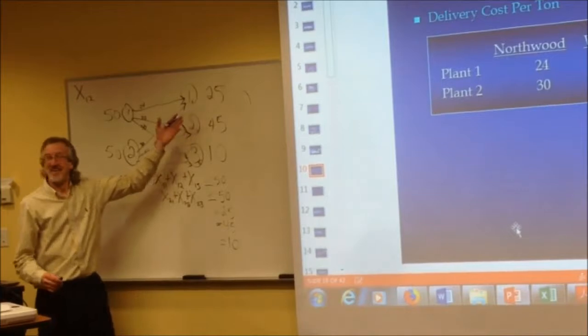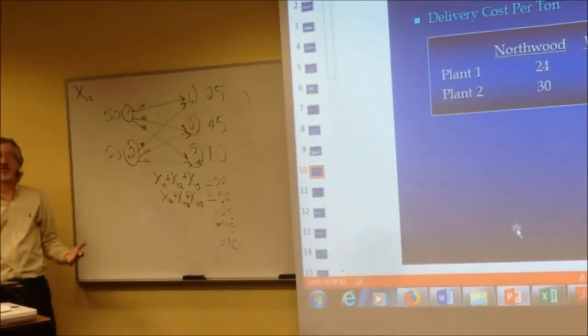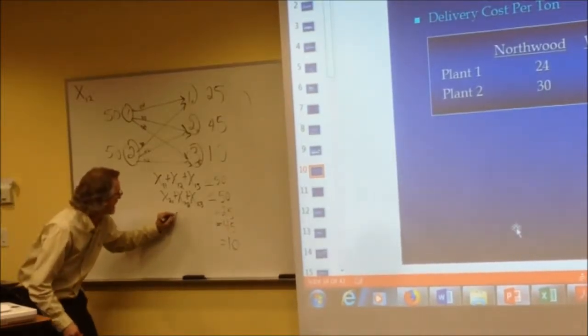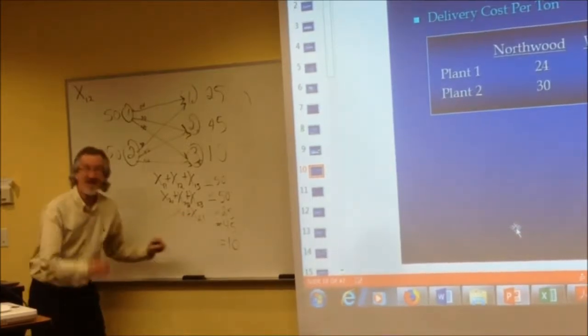Are you ready? This is equals 25. How many arcs are touching it? Two. Two variables then. I've got to look at what they are. Okay, here we go. X11 plus X21.